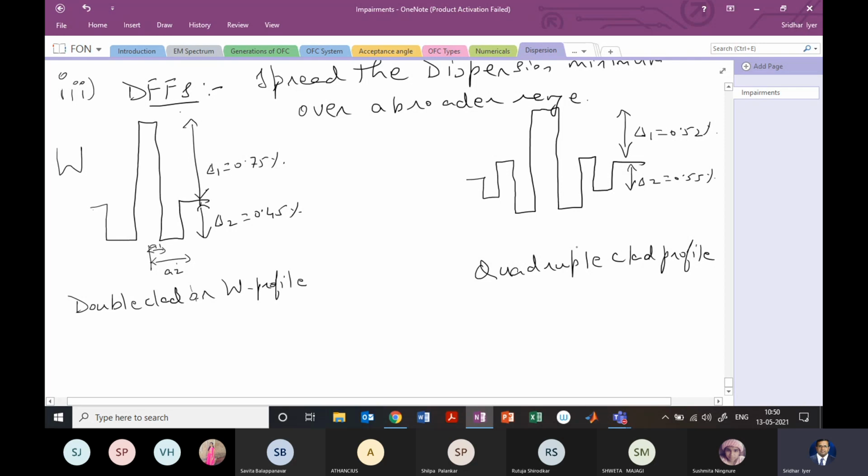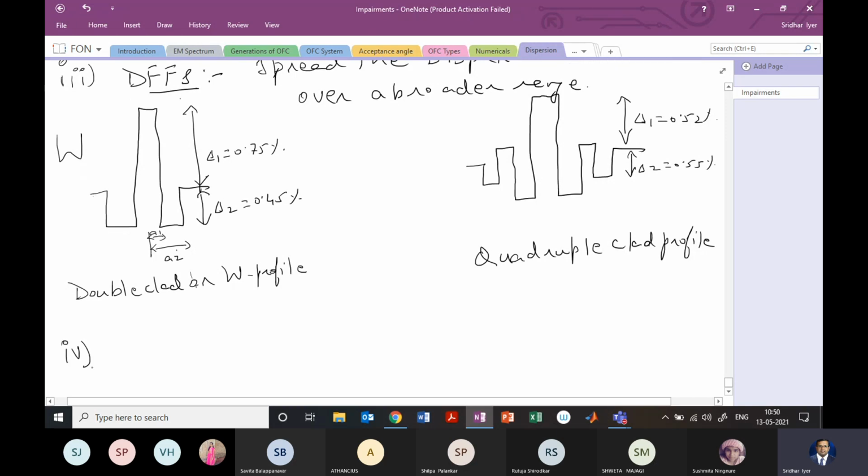Okay. So this is what your book mentions, and your book also gives you a very good diagram in three-dimensional view that you can see. So have a look at the book and see how this profile looks. Apart from this, there are other kinds of fibers which are not mentioned. So I'll just put it as a fourth type.